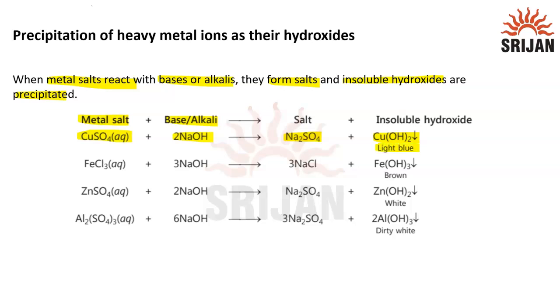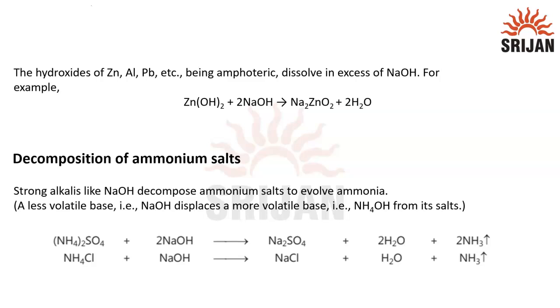It will get precipitated. Similarly, we have iron chloride, which on reacting with sodium hydroxide produces salt as sodium chloride, and the brownish iron hydroxide will be precipitated as insoluble hydroxide. Then zinc sulfate on reacting with sodium hydroxide produces sodium sulfate and zinc hydroxide, which is white. Then aluminum sulfate on reacting with sodium hydroxide produces sodium sulfate along with the precipitation of aluminum hydroxide, which is dirty white in color.